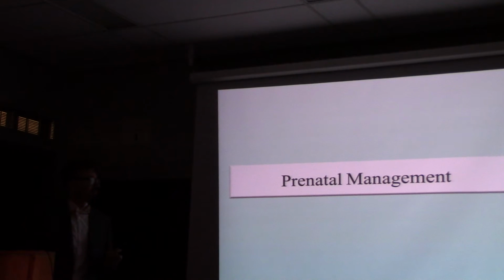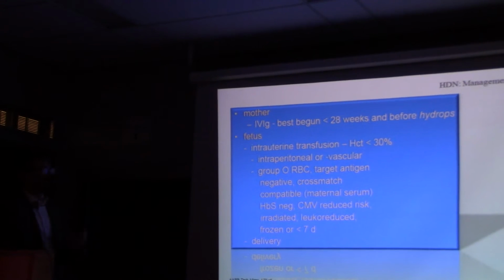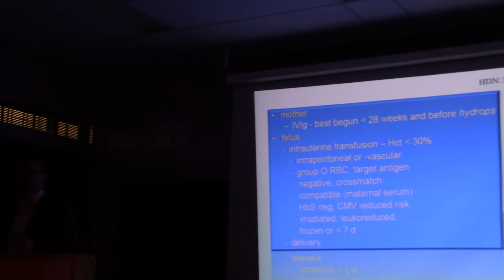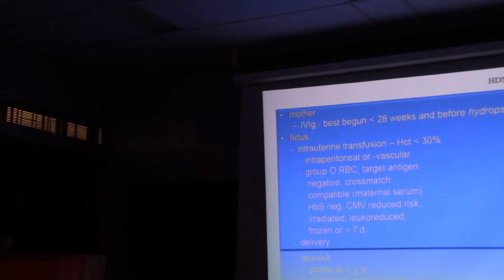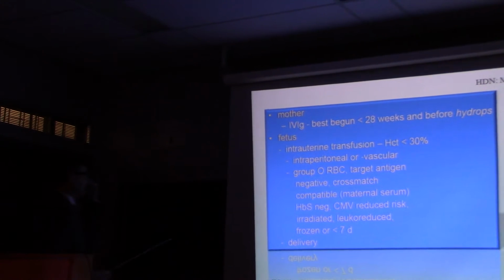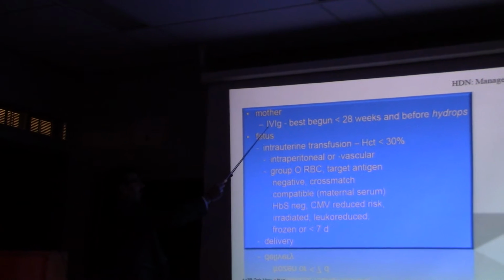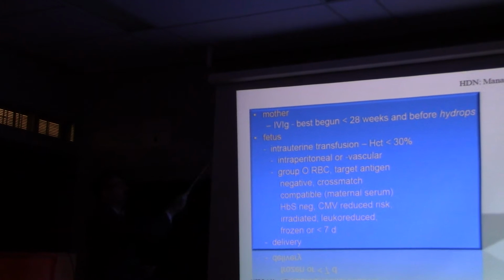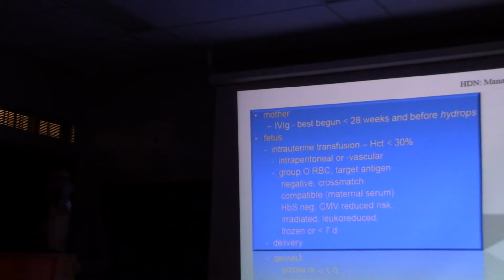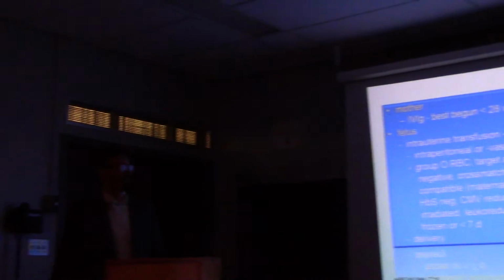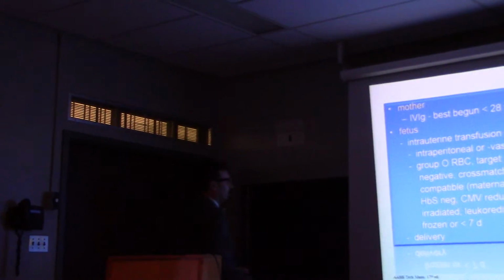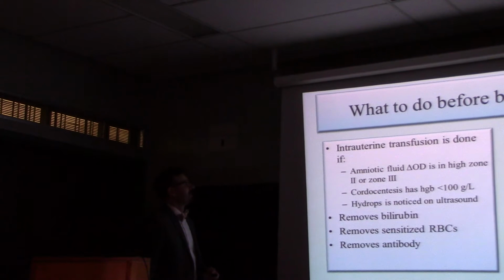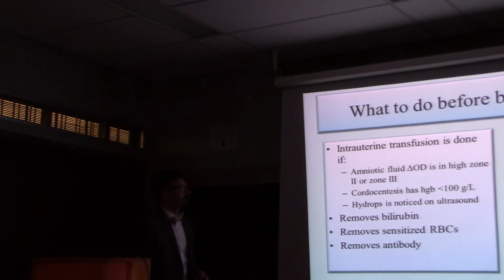Prenatal management. So now you have severe, very worrisome titers. Now what do you do? Well, you could give IVIG to the mother, or you can consider intrauterine transfusions, and/or you could start thinking about delivery.